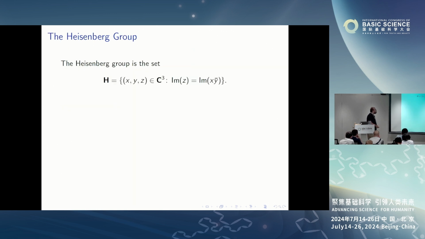Okay, so one near-miss example we call the Heisenberg group. So this is a 5 real dimensional set in C3. So the complex numbers we think of as 2-dimensional over the reals. And it is exactly this set, the set where the imaginary part of Z is equal to the imaginary part of X times Y bar, where X, Y, Z are the coordinates in C3.